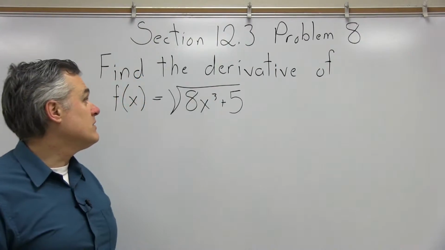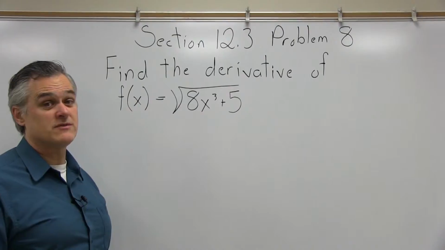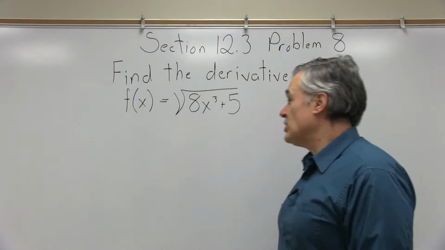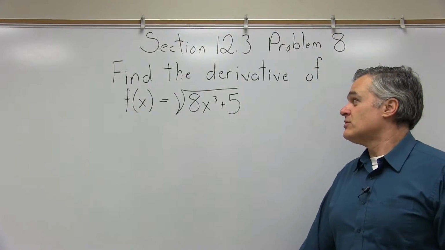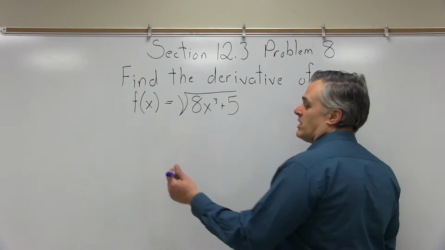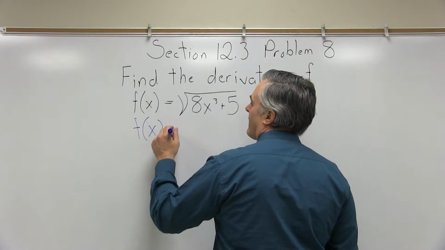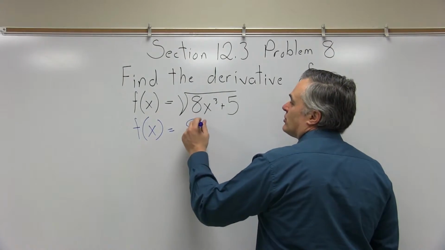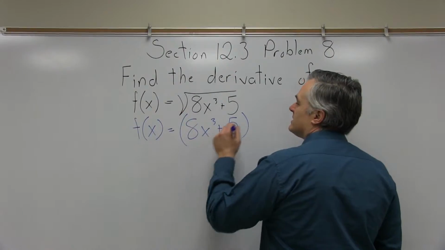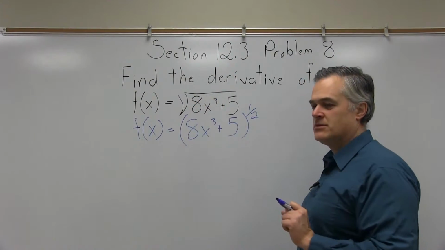It says, find the derivative of f of x equals the square root of 8x to the third plus 5. So, in the form that it's written, you can't really apply any of the derivative rules that we know because of the square root. So the trick to start this problem going is to rewrite the function as 8x to the third plus 5 in parentheses raised to the 1/2 power. That's now the same as the square root.